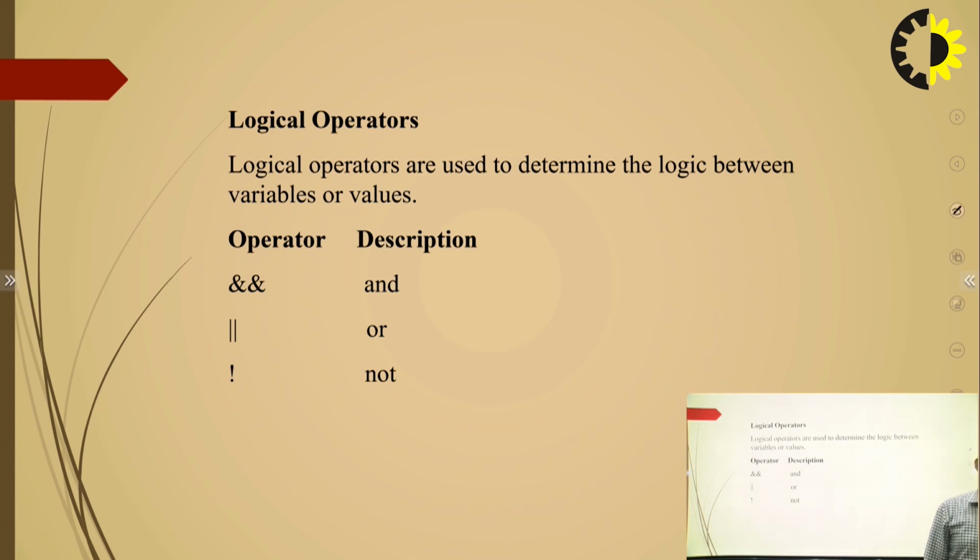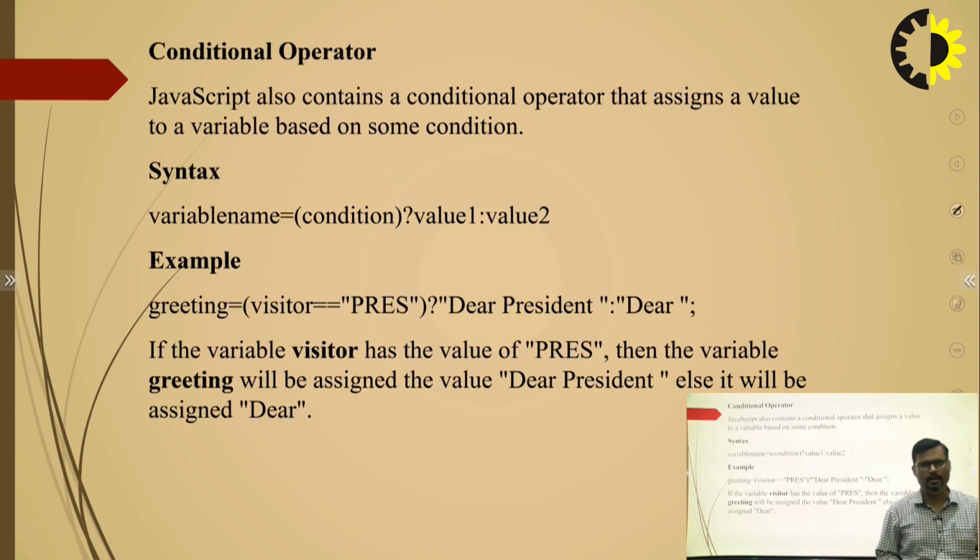Next, logical operators. A logical operator is used to determine the logic between variables or values. Maybe the and operator, or operator, not operator. So here we will use three types of operators: and, or, and not.